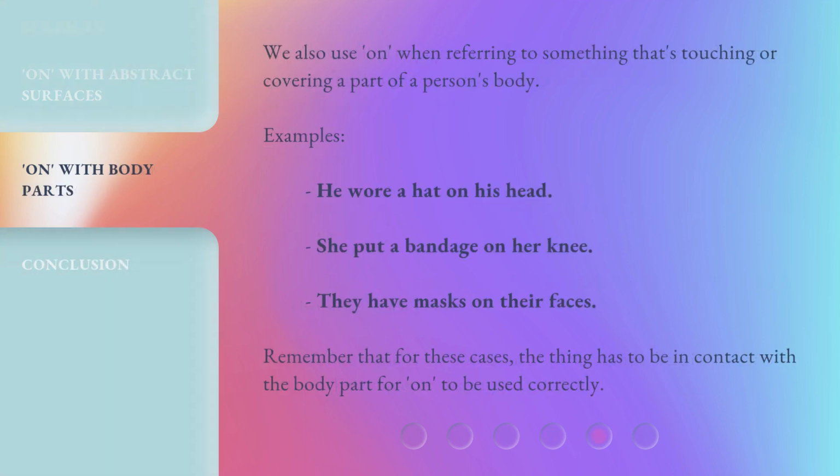We also use on when referring to something that's touching or covering a part of a person's body. Examples: he wore a hat on his head. She put a bandage on her knee. They have masks on their faces. Remember that for these cases, the thing has to be in contact with the body part for on to be used correctly.